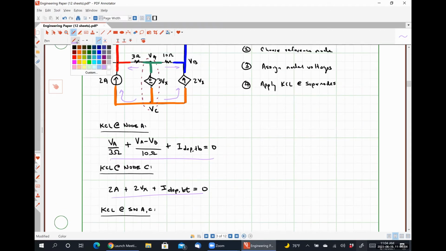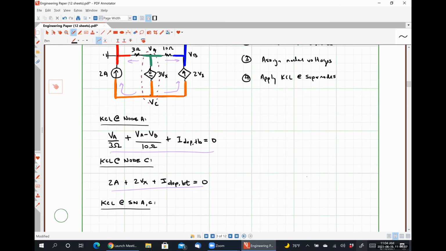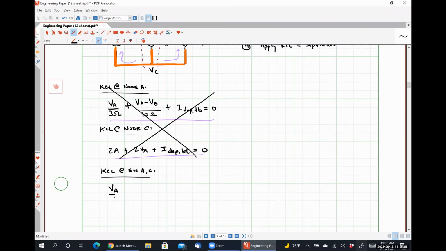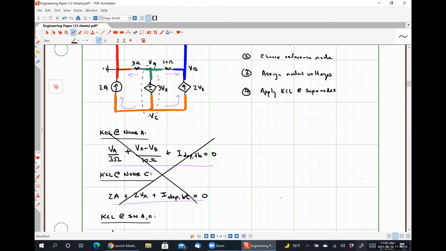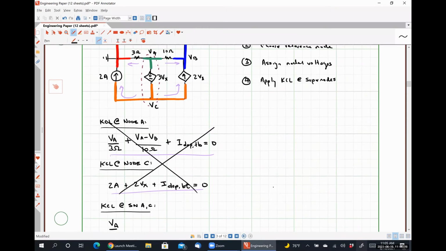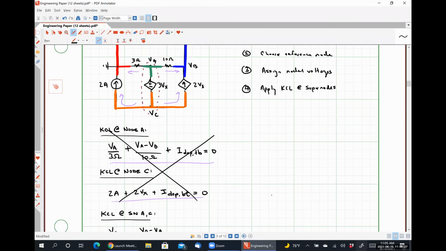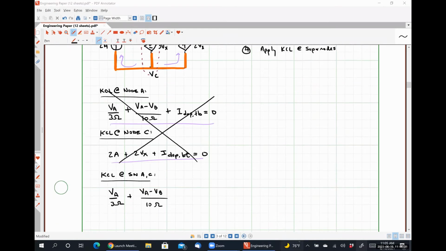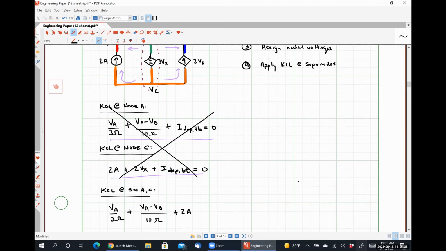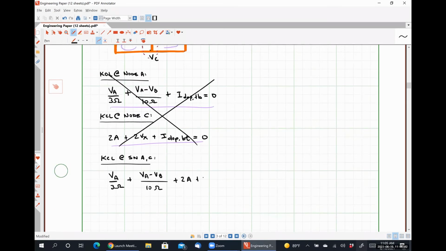All right. So what I'm going to get then is, starting with the current flowing through the 3-ohm resistor, so I'm going to cancel these guys out. I'm going to have VA over 3 ohms. I'm going to have VA minus VB over 10 ohms for the current flowing to the right through my 10-ohm resistor. For the current that's leaving my supernode and flowing up through the 2-amp source, that is going to be plus 2 amps. And for the current flowing up through my dependent current source, that's going to be plus 2Vx. Set that equal to 0.